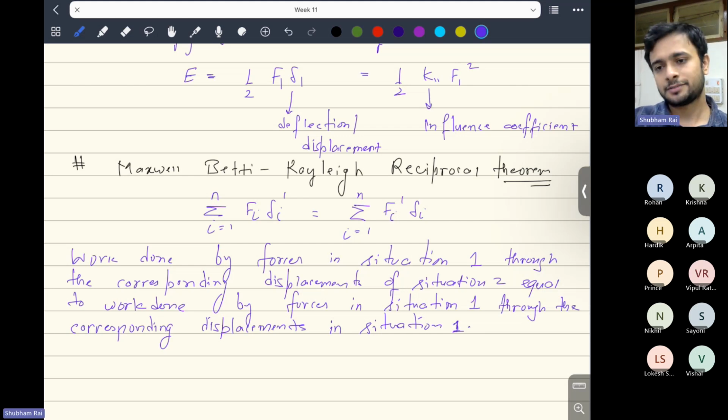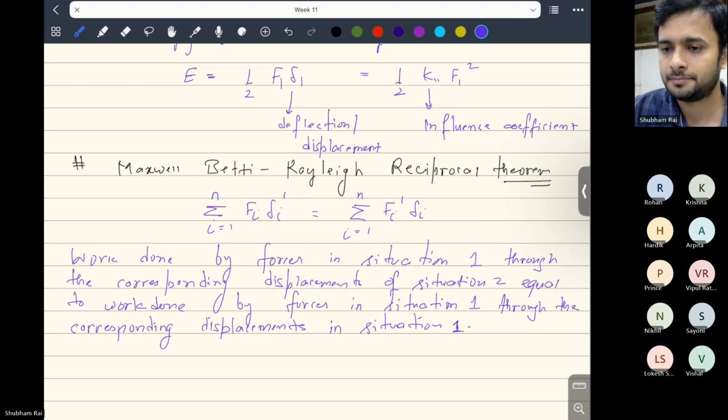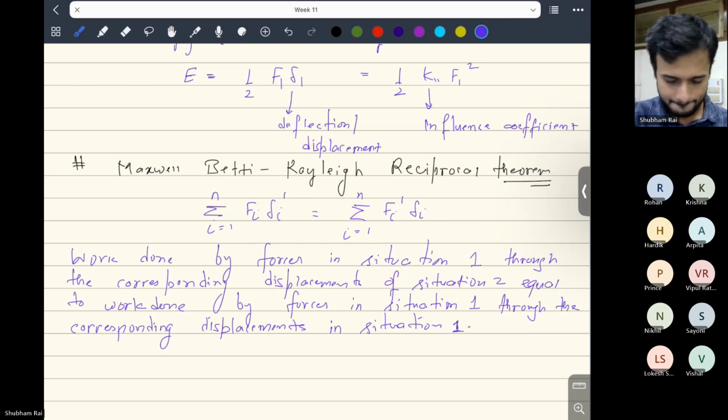Can you tell me what the corresponding displacement is, if you are able to recall? The corresponding displacement is the displacement at the point where the force is acting and in the direction of the force only. So it is the displacement corresponding to that force, at the point on which the force is acting and in the same direction as the force.